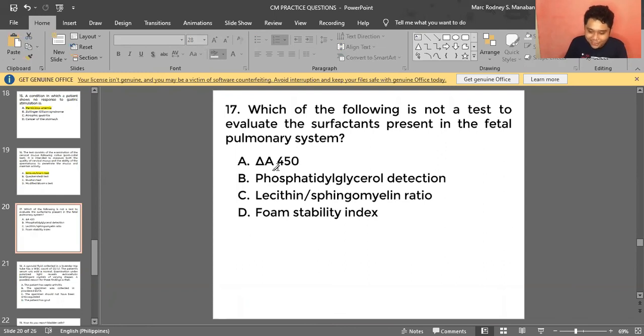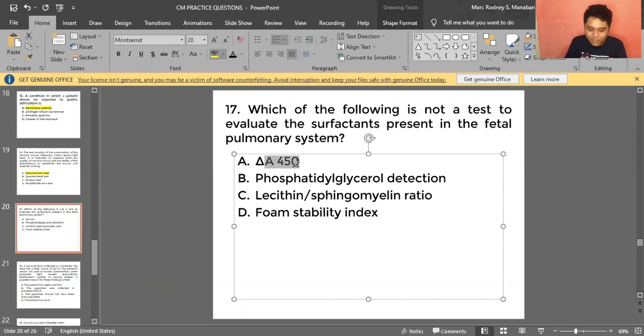For letter A, it's for Bilirubin. Okay, take note, very good, that's correct. This is the correct answer. Your letter A, this is a test for... oh my god, something's wrong with my mouse here. But anyway, letter A is our answer. Okay, this is a test for HDN, hemolytic disease of the newborn.